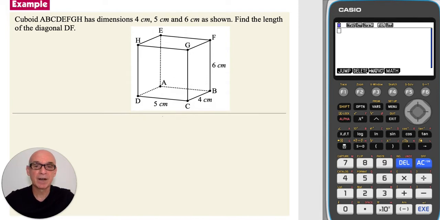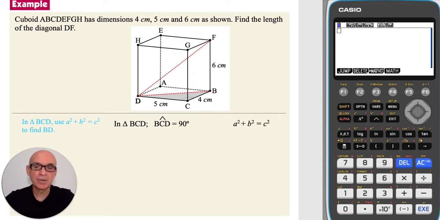If we start by identifying the diagonal, and then in triangle BCD, which is right-angled at angle C, use Pythagoras' theorem to calculate the length of BD, the hypotenuse of the triangle. Square in and add in the shorter lengths of the triangle, and square root in the result, giving BD is equal to the square root of 41 centimeters.